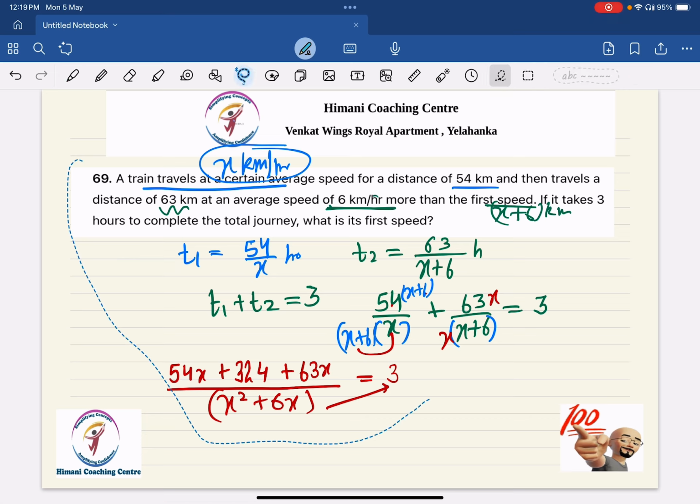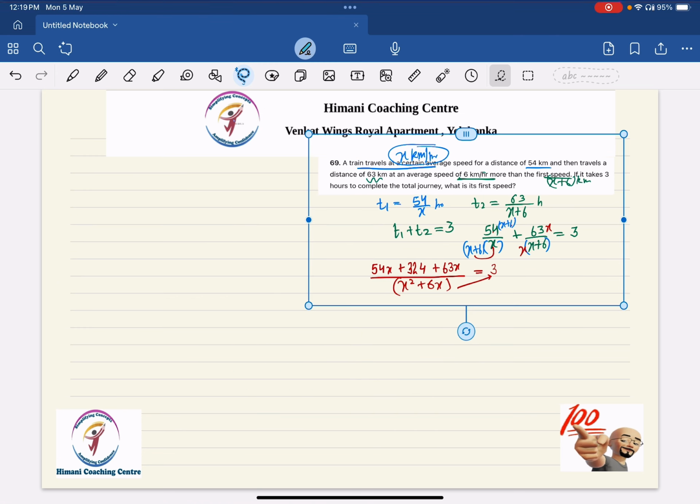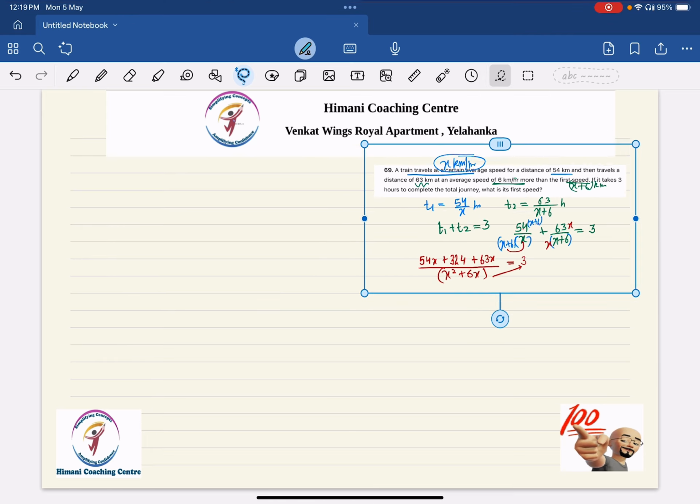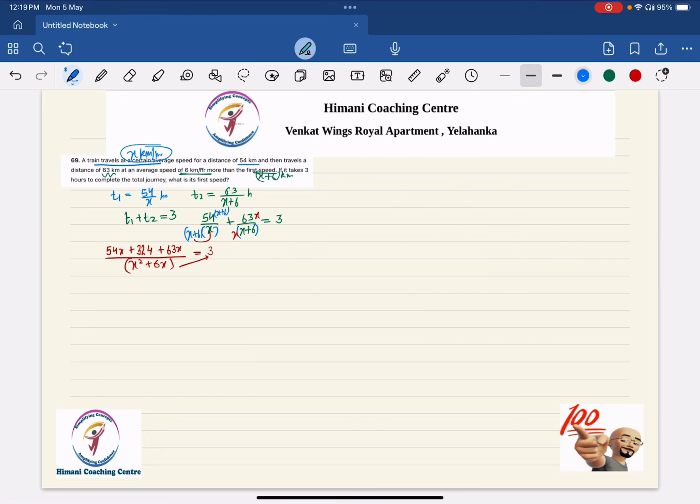We already did the read the question, so we can keep it aside for a while. And we take the numbers which we need. So we are taking the numbers, now see, 54x plus 63x. So 4 and 3, 7, 5 and 6, 11. So we get 117x plus 324 equals 3 into x square is 3x square, 3 into 6x is 18x.